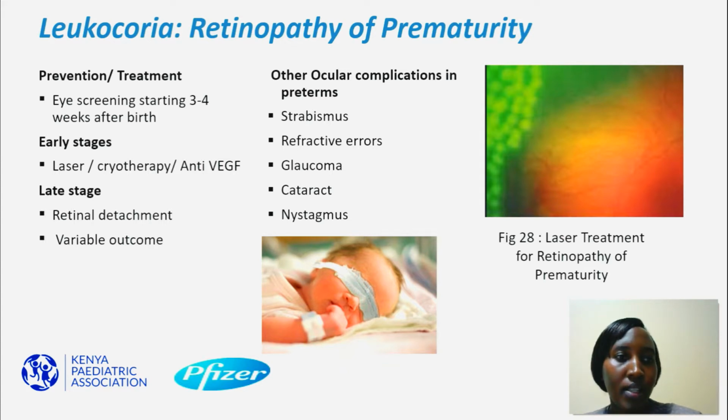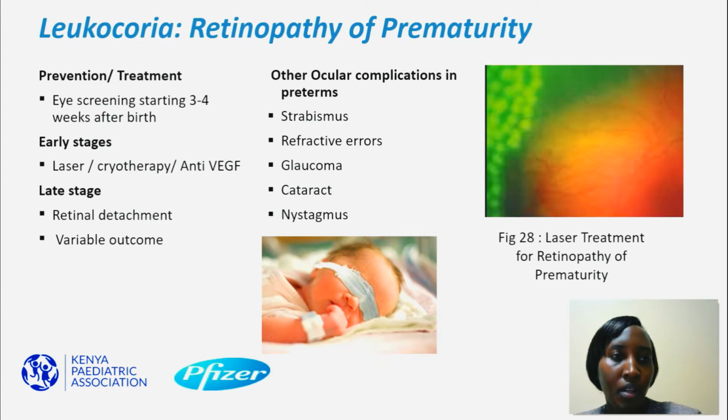a sign of white reflex in a child with retinopathy of prematurity is a bad sign, because it shows that the disease is in a very late stage and the treatment outcome is variable. So the best time to intervene is before you get the retinal detachment, and this can only be done if there is eye screening that is done starting 4 weeks from birth.